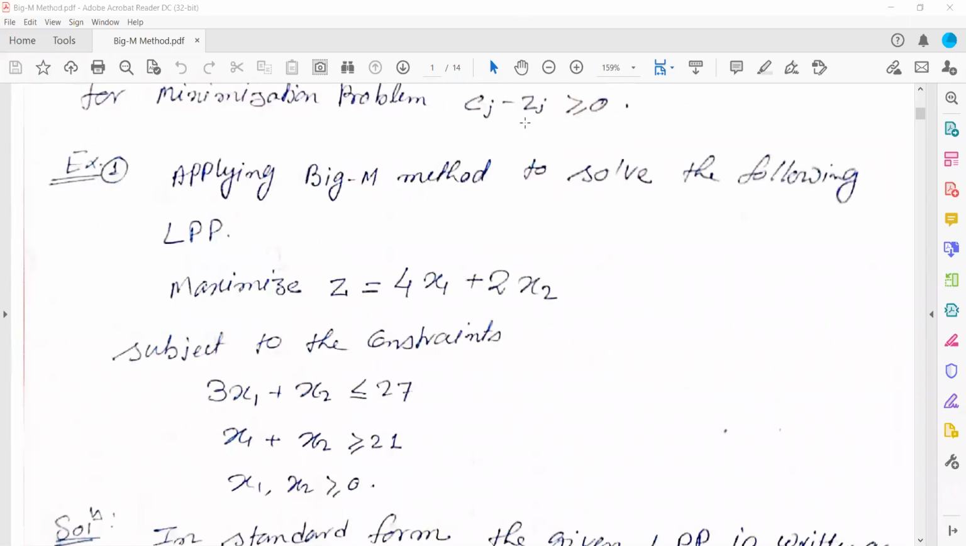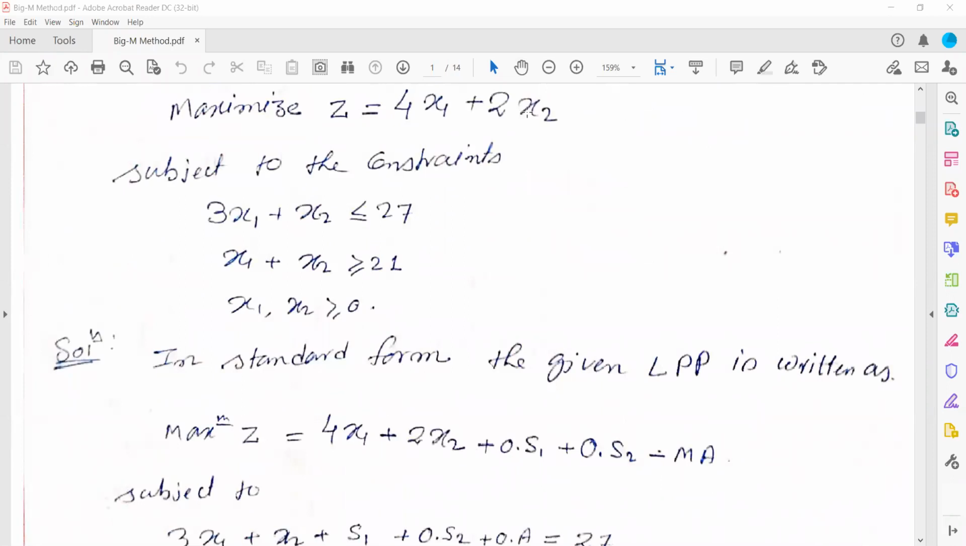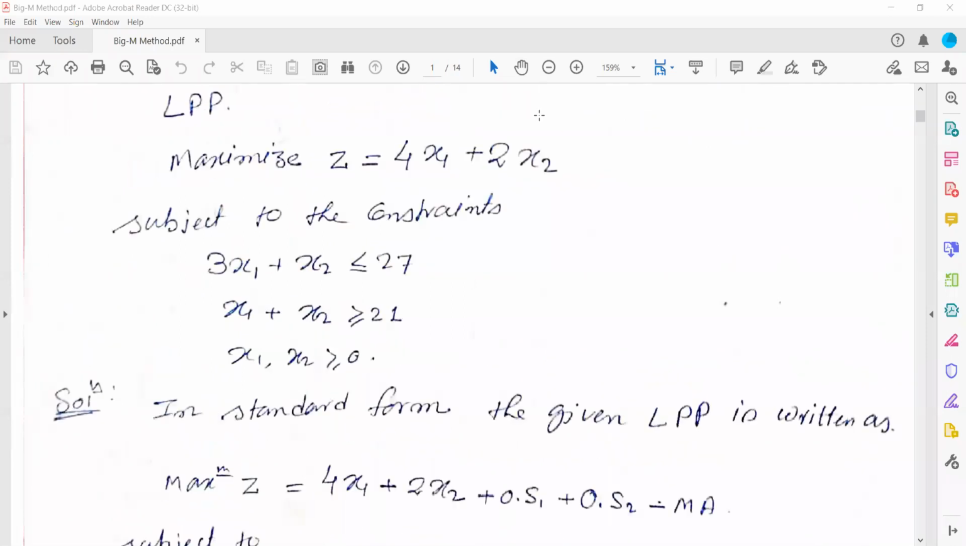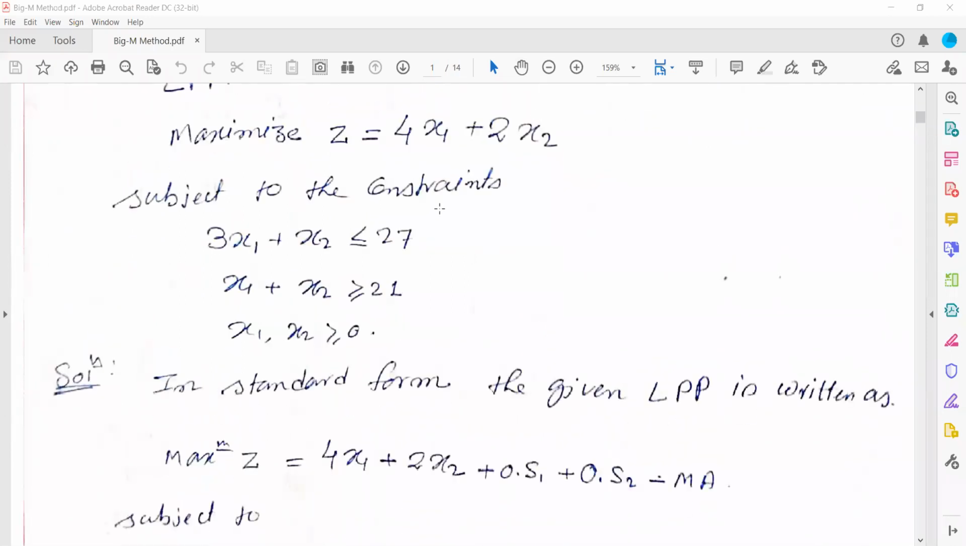Okay. Then we have discussed the big M method. The big M method is also called the penalty method. Whenever an artificial variable is there in a constraint, that artificial variable is introduced in the objective function with a heavy penalty, and the penalty is given by M.